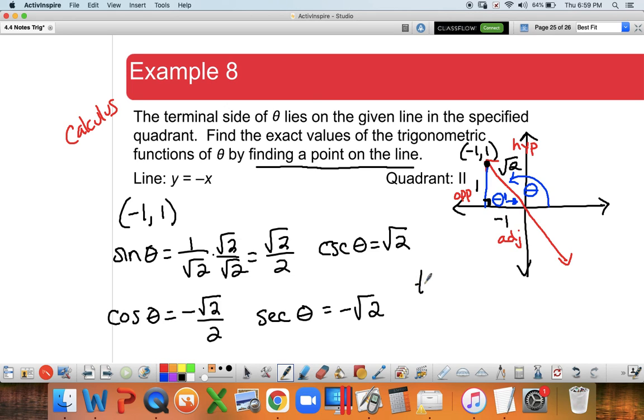My tangent value, opposite over adjacent, -1. My cotangent value, adjacent over opposite. And that makes sense. In this quadrant, sine and cosecant are the only two that are positive, and so there we have been able to successfully find all 6 trigonometric functions. But pick a point on the line that is easy to work with. That is what I recommend you do.